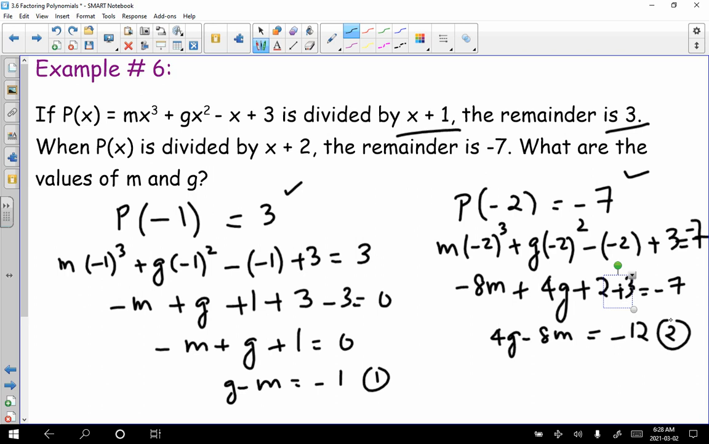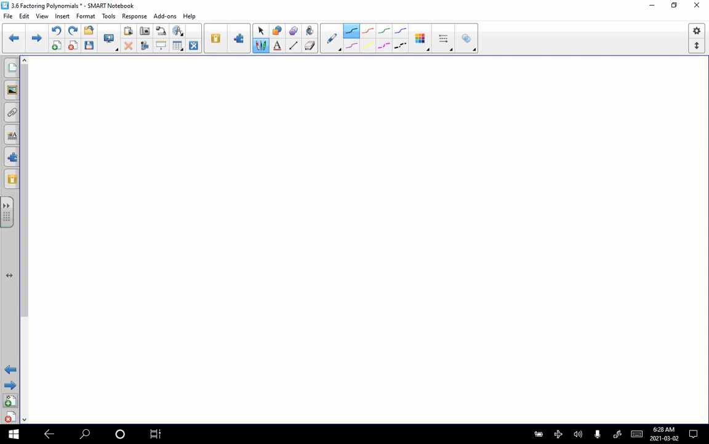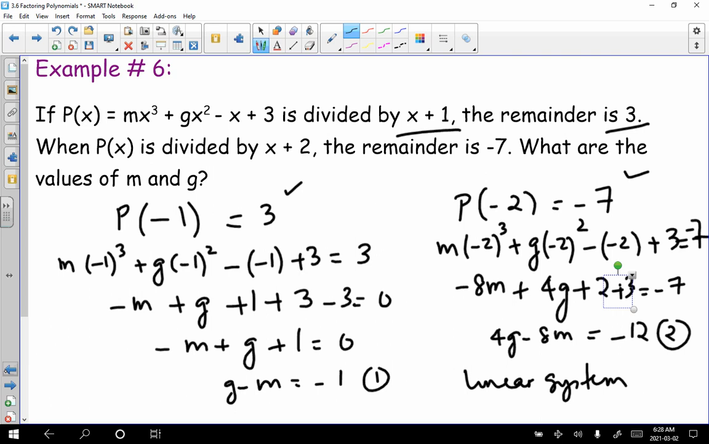So you get two equations. It's almost like a linear system, right? Remember that in grade 10, when you had a linear system and you find their point of intersection, you can solve it either by elimination or substitution. So our equations are g minus m equals negative 1, and 4g minus 8m equals negative 12.